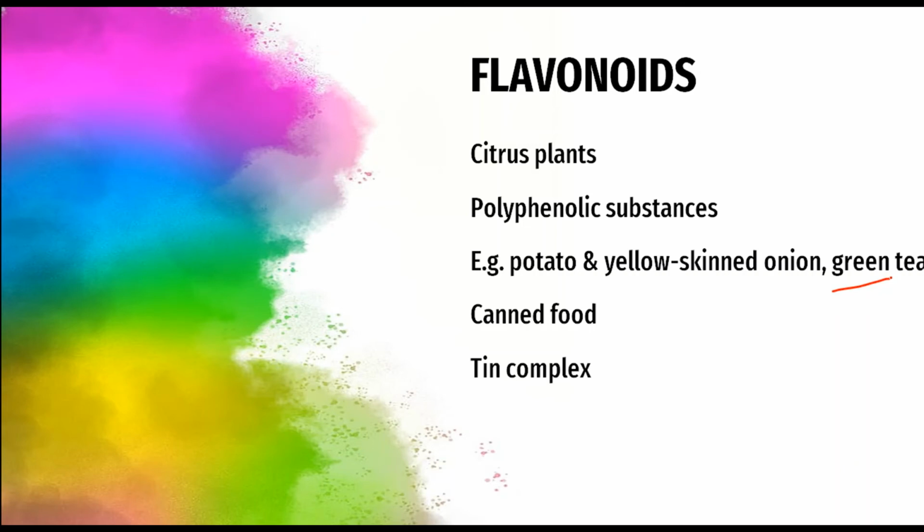It also takes place in canned food and tin complex. In canned food, it causes discoloration, which is caused by the rutin flavonoid, R-U-T-I-N, rutin flavonoid. And in tin complex, flavonoids cause yellow color.